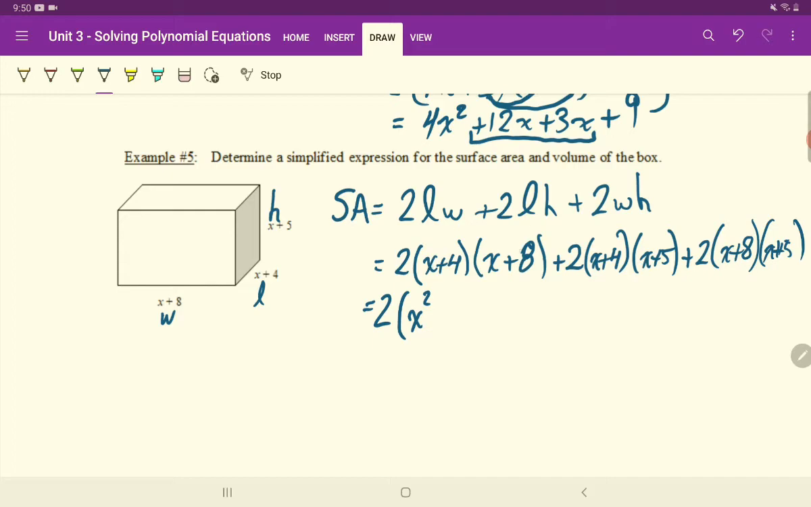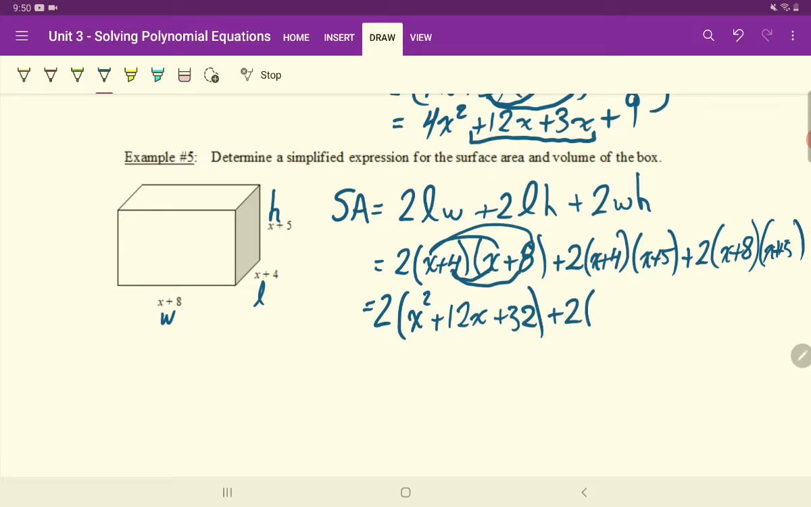Plus x times 8, that's positive 8x, right? And then 4 times x, that's positive 4x. So I'm going to end up with plus 12x. I'm just saving a step there because I did the 8x plus 4x mentally in my head. Okay, and then 4 times 8, which is 32.